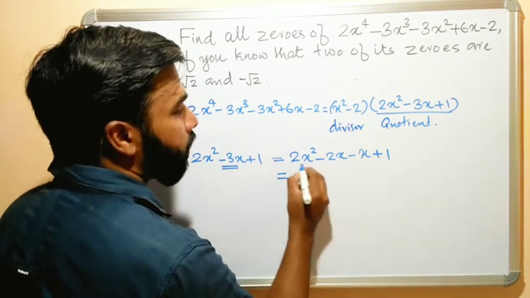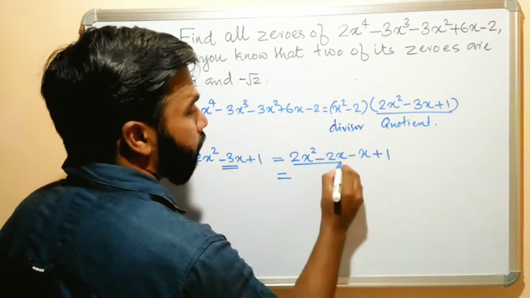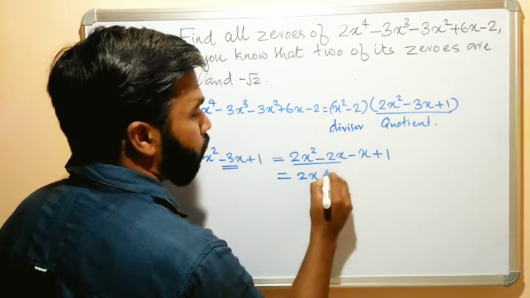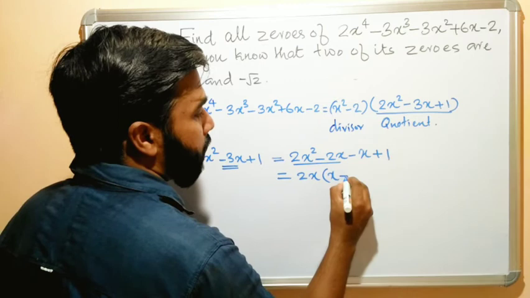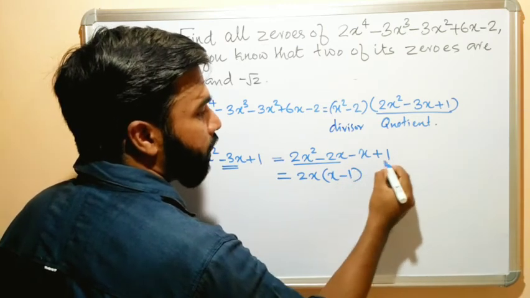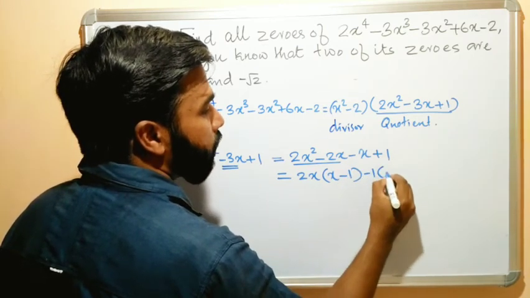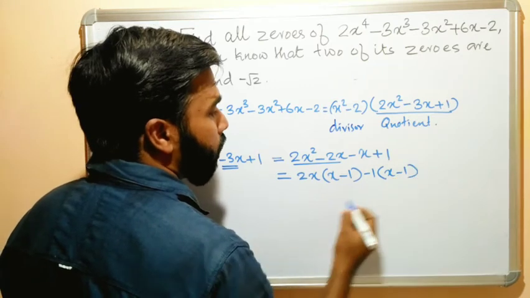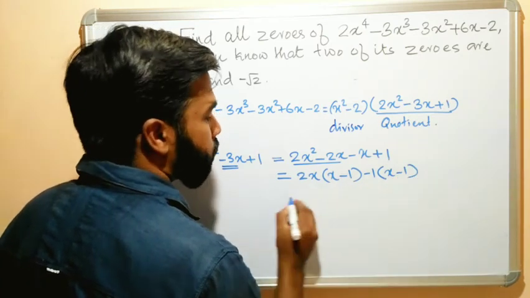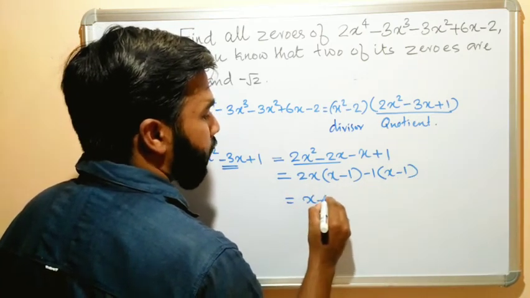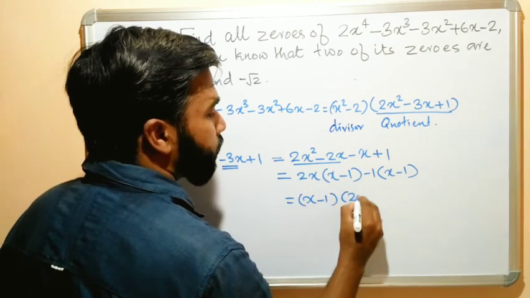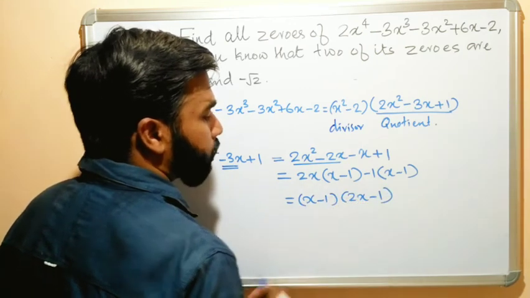Then we can take 2x common here. That is 2x into x minus 1. Then here we can take minus 1 as common. Then x minus 1. From here we can take x minus 1 as common. Then x minus 1 into 2x minus 1.